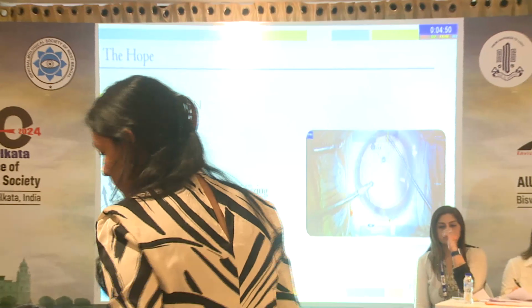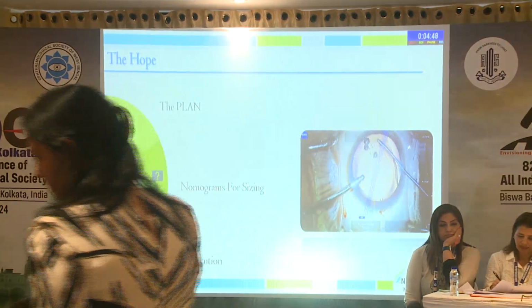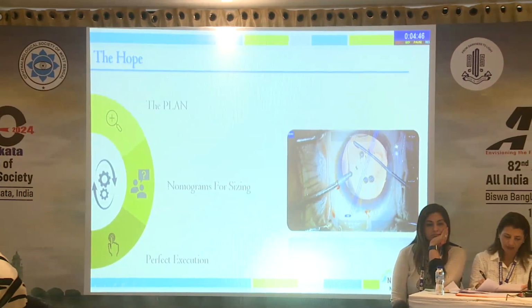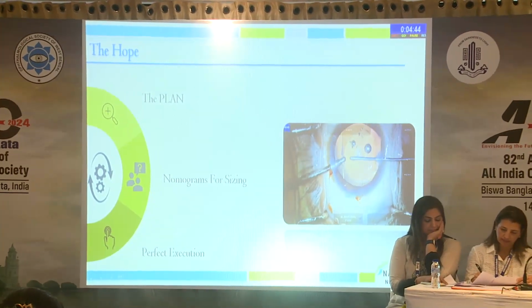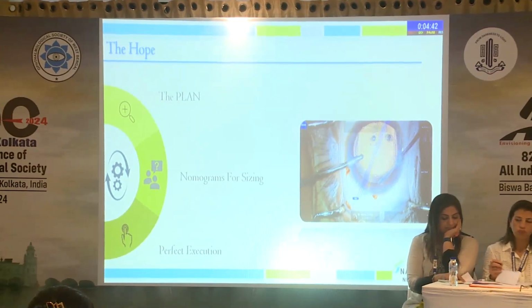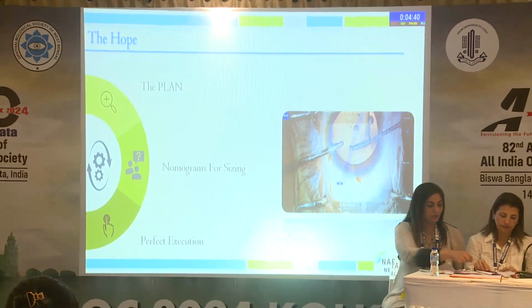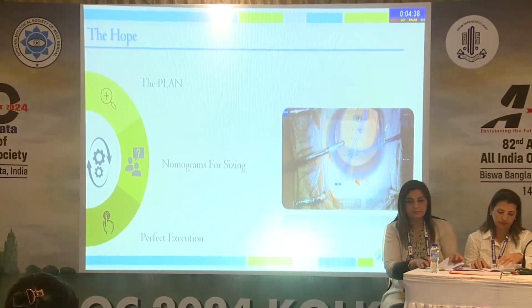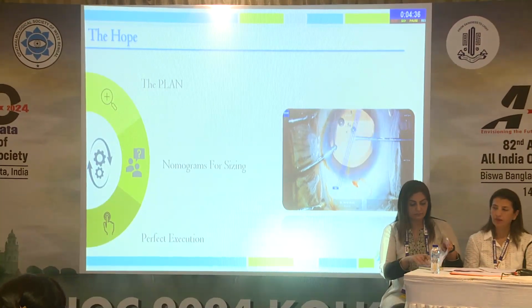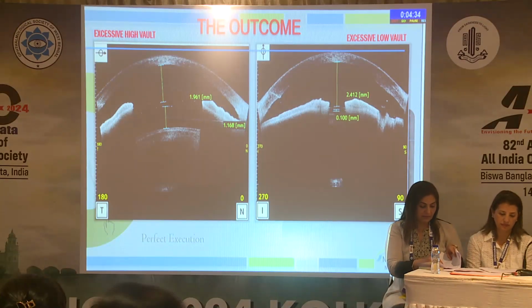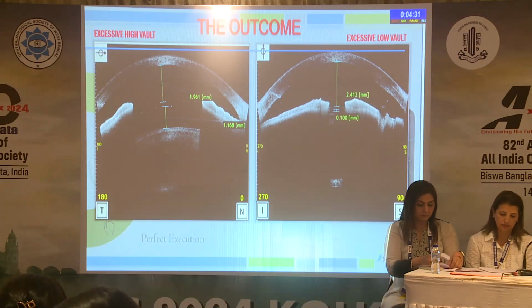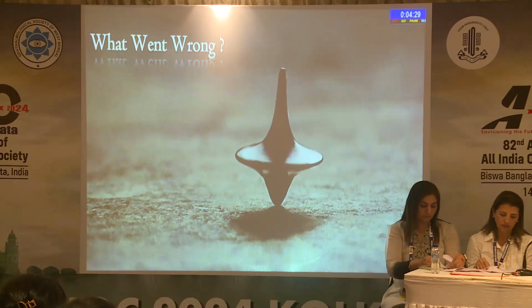I'm sure each one of us has had cases where you have done the perfect workup for a phakic IOL patient, you have done the perfect calculation. Even in the OT, the surgery has gone perfectly, and next day you see the patient smiling, with 6/6 vision, so you're also very happy. But when you look at the slit lamp or the OCT, you have a high vault or a low vault. Now, why do these kinds of cases happen to us now and then?